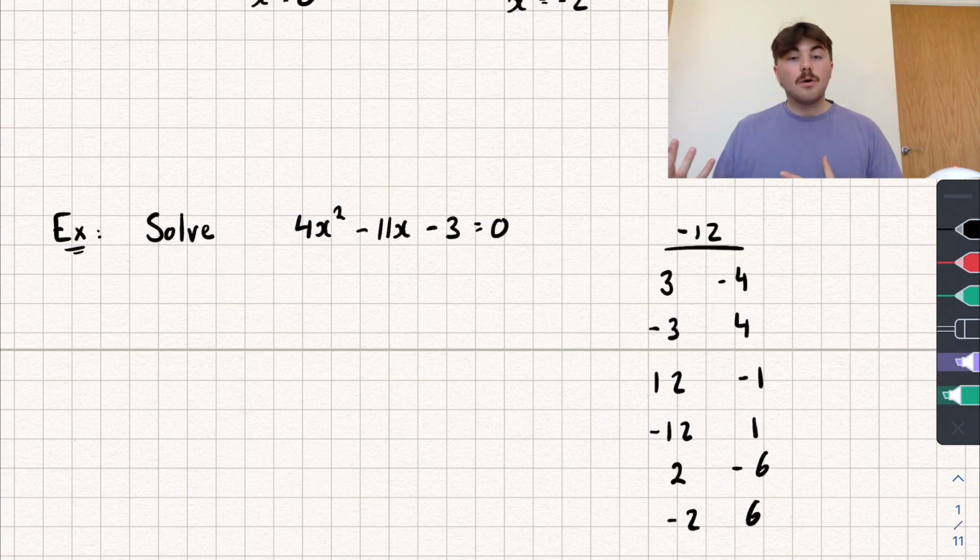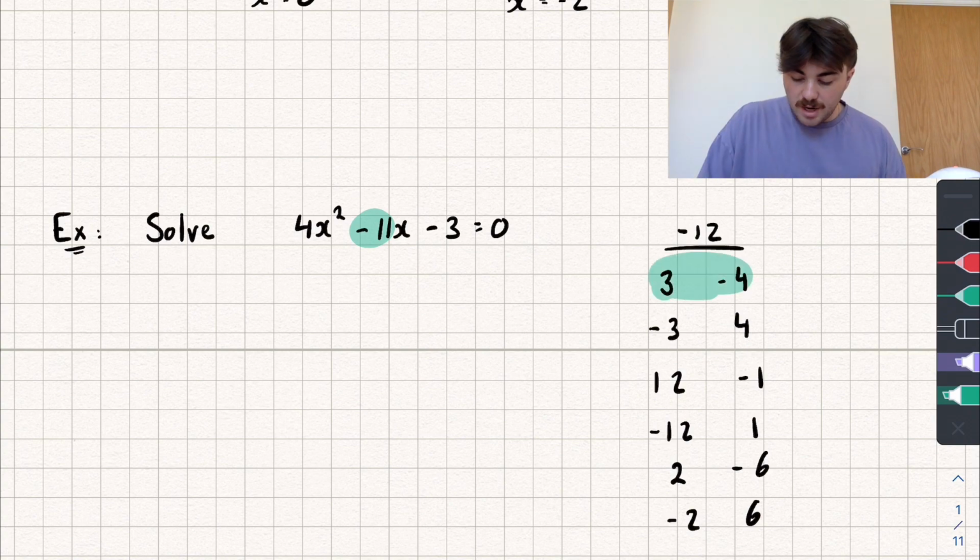We're now going to look at the coefficient of x, so in this case it's negative 11. So we're now going to look through our list of factors to find a pair that sum, so a pair that add together to give us negative 11. Now at this point it might seem kind of long, but the more practice you have with this method, the quicker you'll get at doing it.